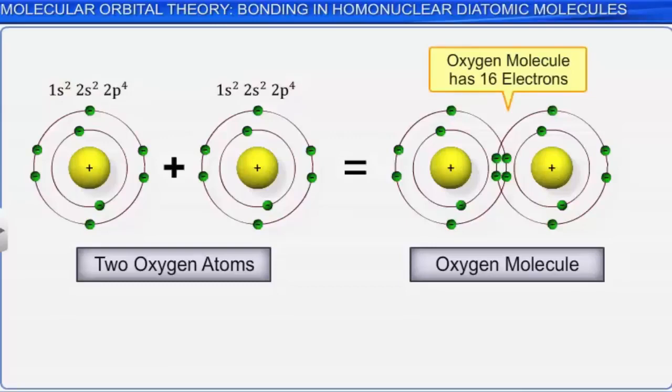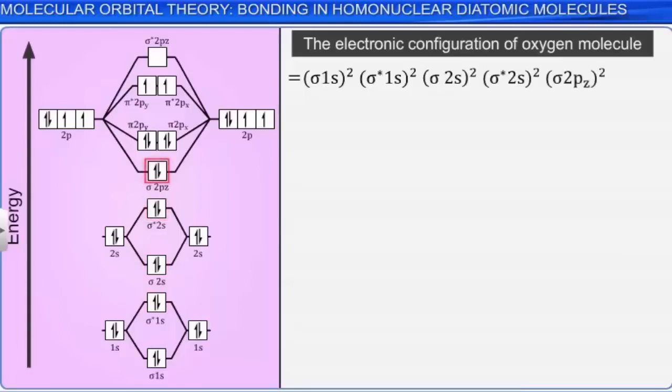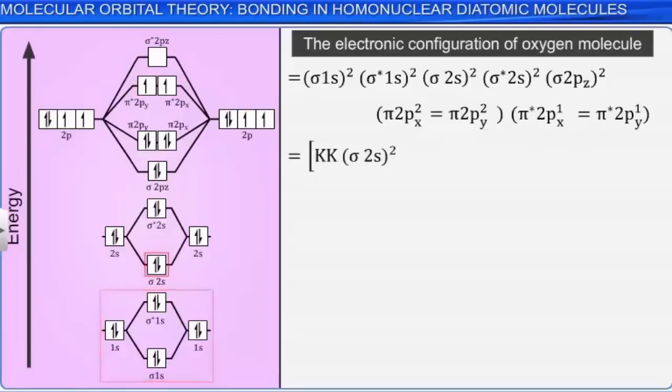The electronic configuration of oxygen molecule is sigma 1s2, sigma star 1s2, sigma 2s2, sigma star 2s2, sigma 2pz2, pi 2px2, pi 2py2, pi star 2px1, pi star 2py1, which can also be written as KK sigma 2s2, sigma star 2s2, sigma 2pz2, pi 2px2, pi 2py2, pi star 2px1, pi star 2py1.